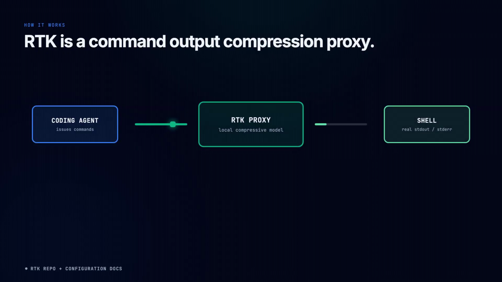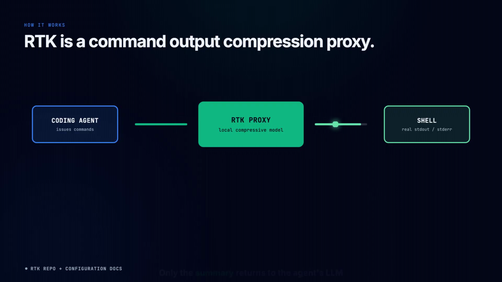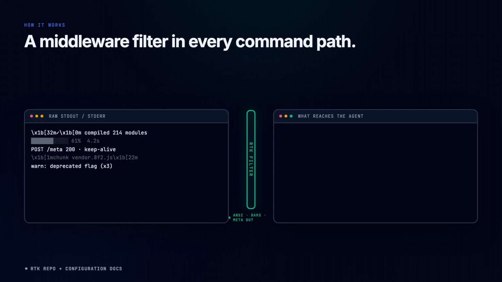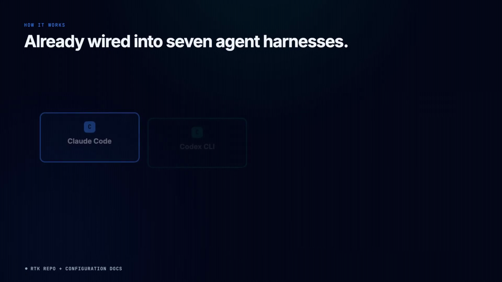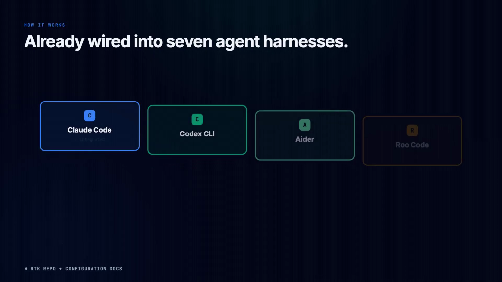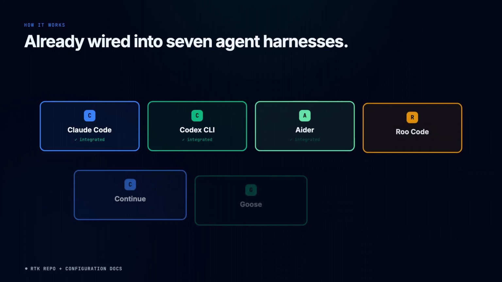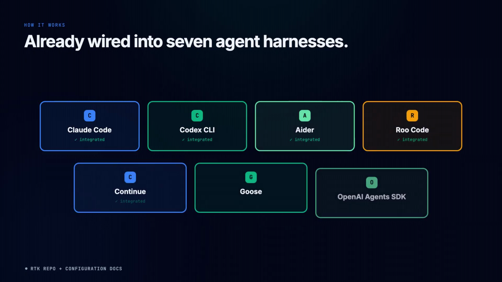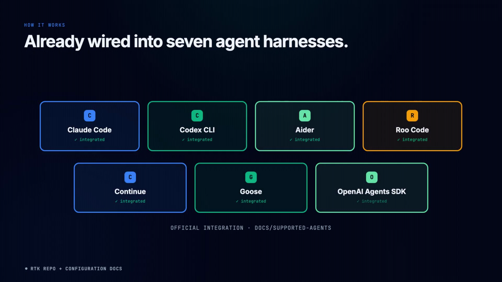It intercepts command outputs, uses a small local model to compress them, and passes only the summary to your agent's LLM. By proxying the shell, RTK acts as a middleware filter that sits in the path of every command output, filtering out ANSI escape sequences, progress bars, and high-noise metadata. Official integration is already live for Claude Code, Codex CLI, Aider, Roo Code, Continue, Goose, and the OpenAI Agents SDK.